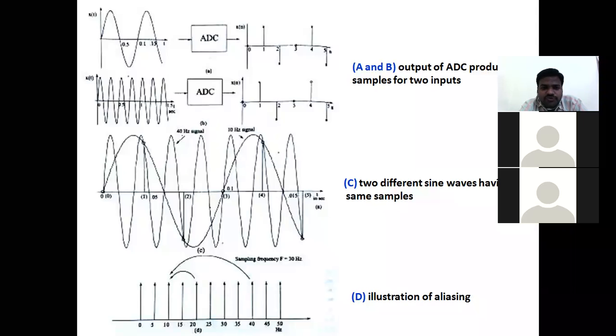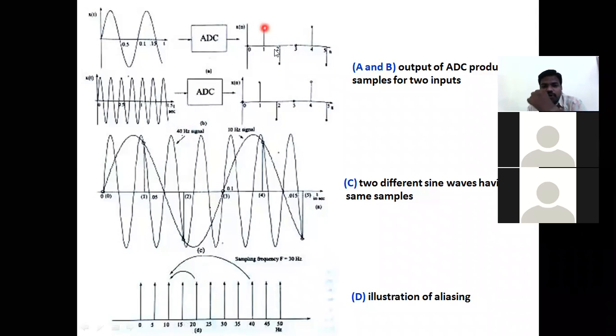So here the first one and second one, A and B, are the output of ADC, which produces samples for two inputs. In the first case, I have taken one sinusoidal input, and in the second case, I have taken another sinusoidal. Both are sinusoidal signals only, but the frequencies are different. I have applied those two sinusoidal signals as input to the ADC. ADC means A to D converter, analog to digital converter. Now see what output you are getting from the ADC: x of n.